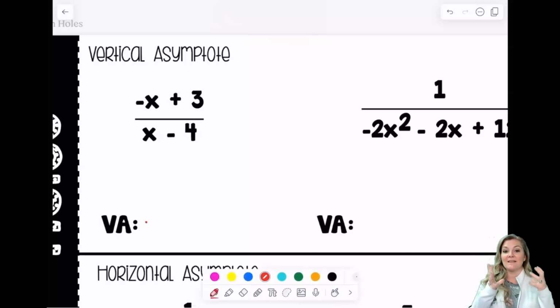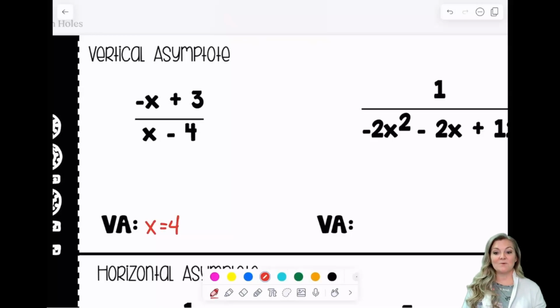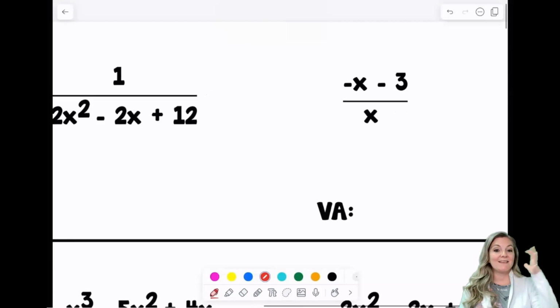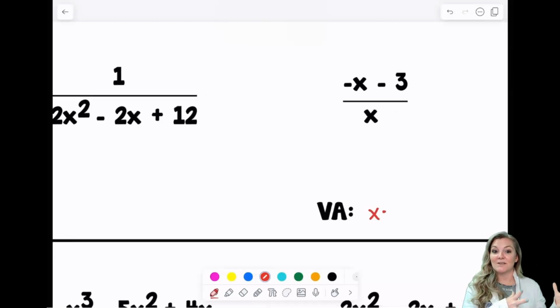So this first example that I have is x minus 4 in the denominator. That's already factored, so I set that equal to 0, and my vertical asymptote is x equals 4. This last example up top is a little easier. All I have is x there, so my vertical asymptote would be 0.